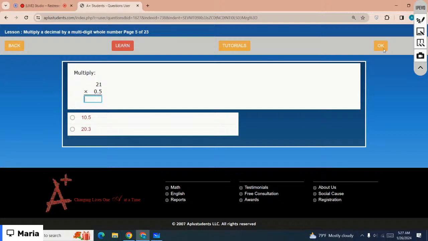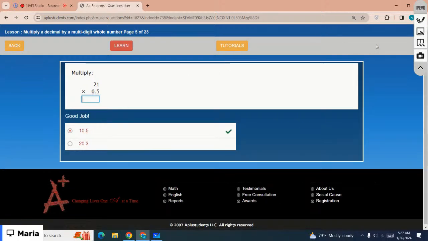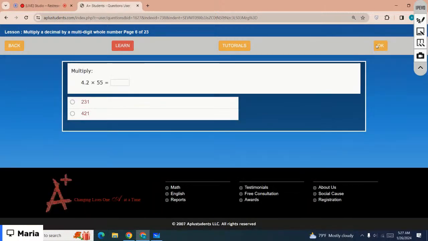The correct option is option number 1. 10.5 it is. Very good. Okay, the next one is 55 times 4.2, which is the correct option.